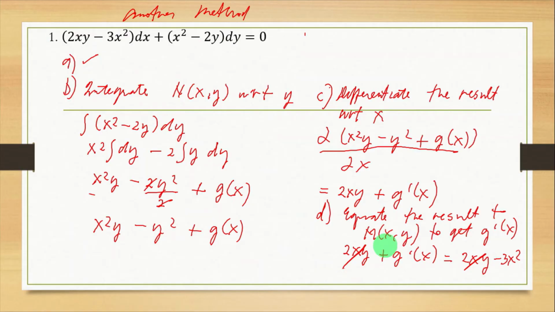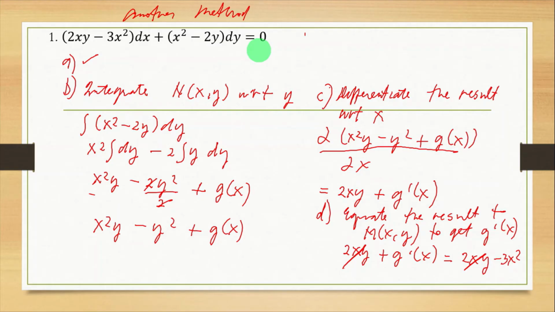Next, we apply the second method here in this differential equation. I labeled this example as example number 1. So you have the quantity 2xy minus 3x squared dx plus the quantity x squared minus 2y dy is equal to 0. So the first thing that you need to do is to test the exactness of the differential equation.